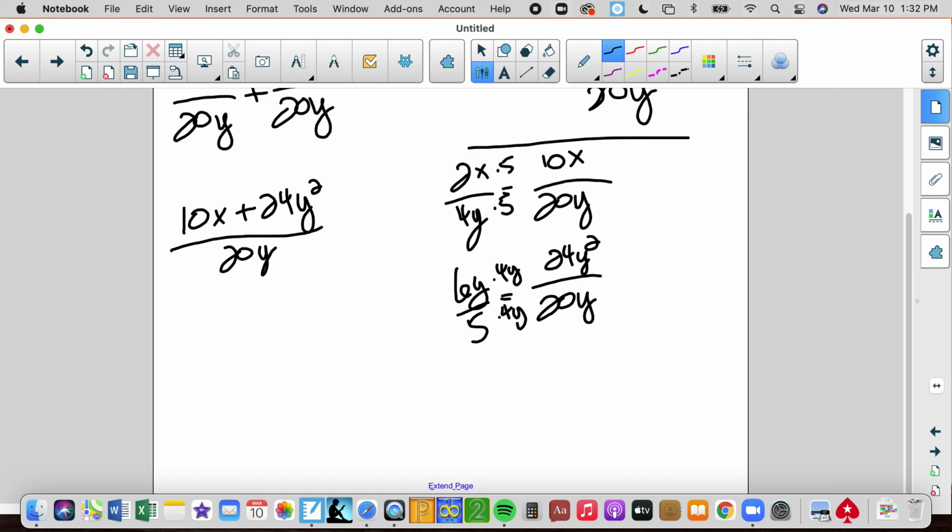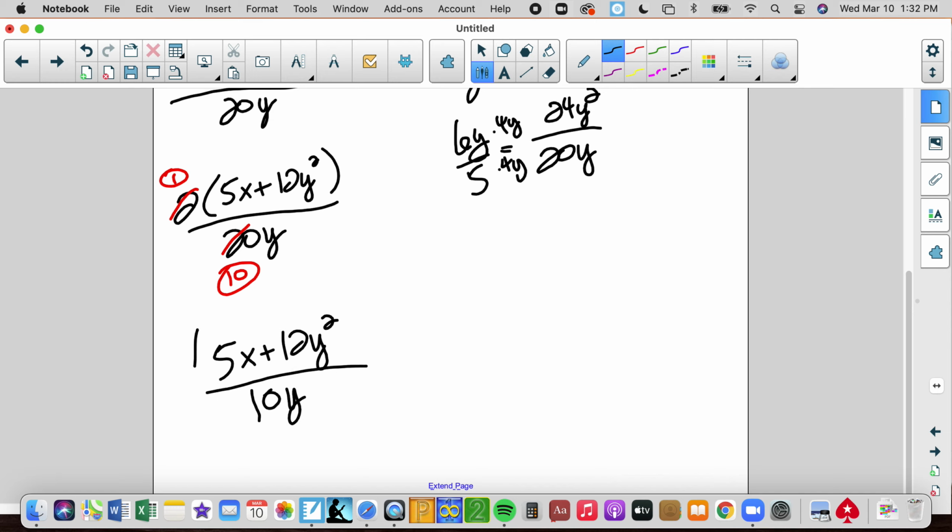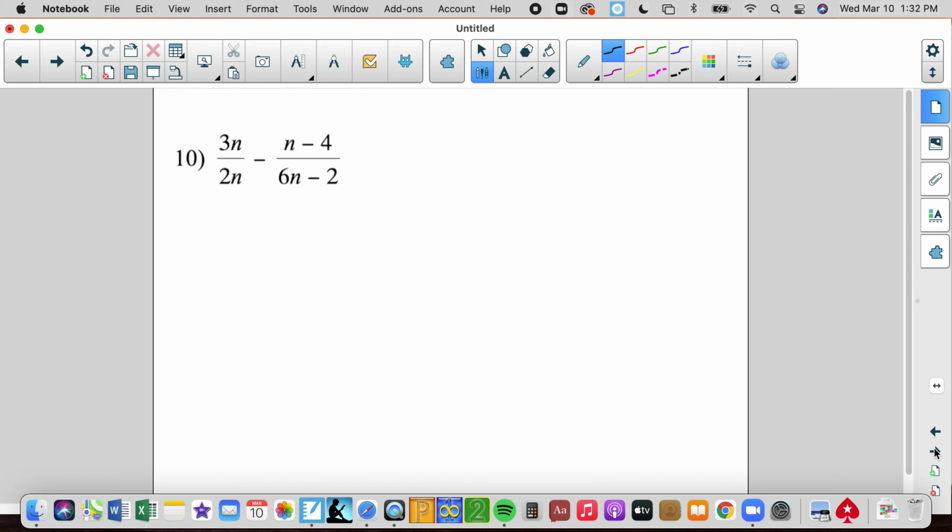Let's look at the numerator. What can we take out? We can take out a 2. That's it. All right, factor out a 2. We get 5x plus 12y squared all over 20y. We can cancel the 2 with the 20, becomes 10. 2 becomes 1. And that leaves us with 5x plus 12y squared all over 10y. X comes before y squared in standard form.